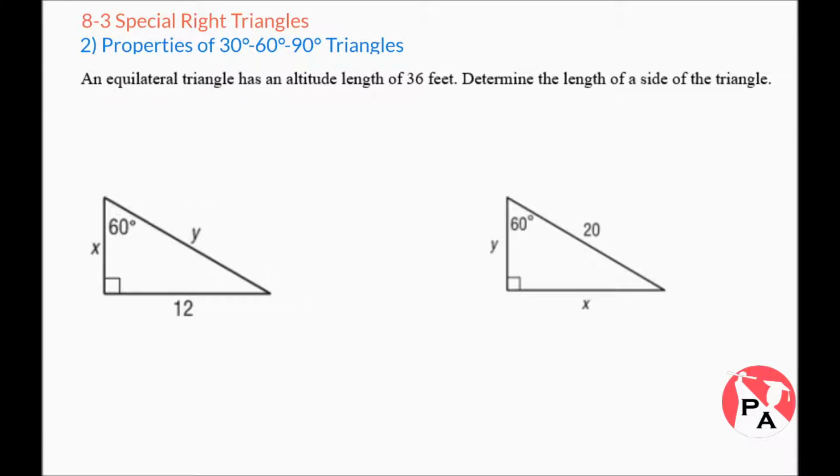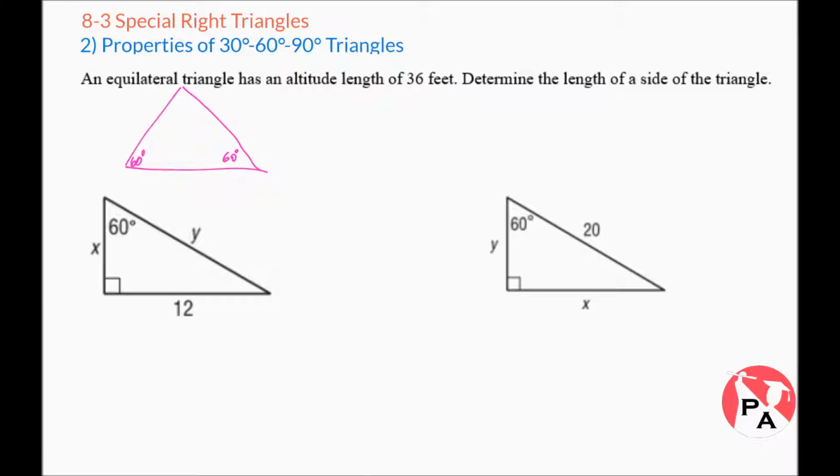It says an equilateral triangle. So I'm going to draw out an equilateral triangle, at least something that looks like an equilateral. So these angles are 60 degrees. I don't want to put 60 degrees to that angle because of the word that I saw right here. It says has an altitude length of 36 feet.